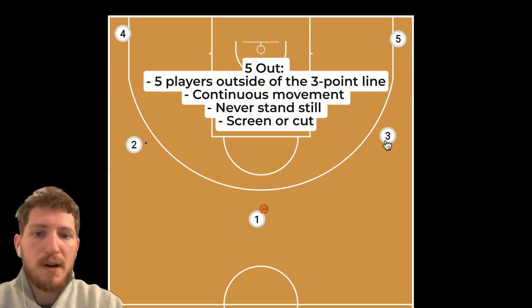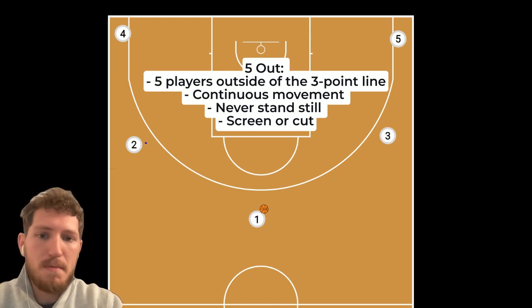Now, the whole goal with the five out offense is to have your team continuously moving without the basketball. We don't want anybody standing still. That's really the goal of it, right? Through either screening or cutting, eventually somebody is going to get open for the basketball. That is the message you want to portray to your teams when you teach a five out.